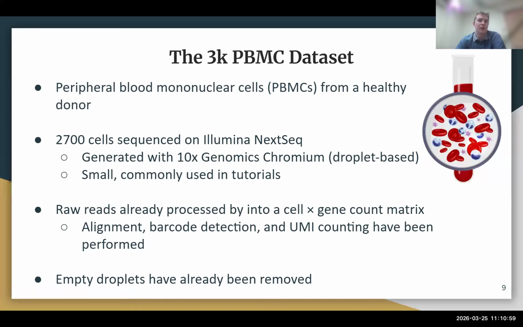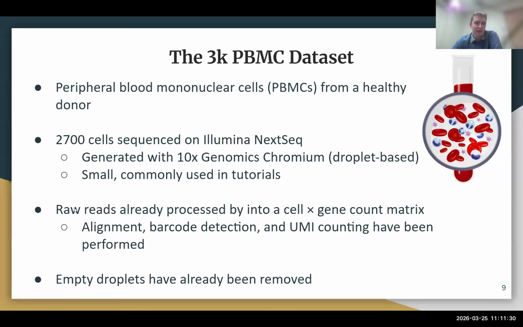And finally, I want to talk about the 3K PBMC dataset that we're going to use today. It's peripheral blood mononuclear cells from a healthy donor. It's just 2,700 cells sequenced on Illumina NextSeq, and it's generated with 10x Genomics Chromium, which is droplet-based single cell. It's a really small data set, which is nice for use in tutorials because it's quick to download, it's quick to run. If you're working with real world data sets, you probably have more than 2,700 cells.